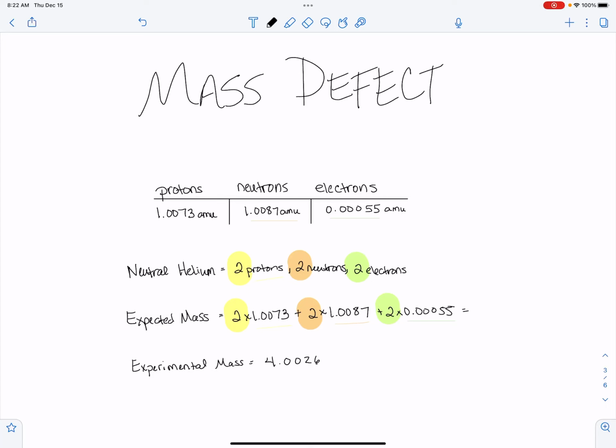Mass defect is a really crazy thing in nuclear chemistry. And the reason it's crazy is all that talk you might have heard a long time ago about being able to convert mass into energy and energy into mass. That is exactly what happens. It is so cool, but also just crazy too.